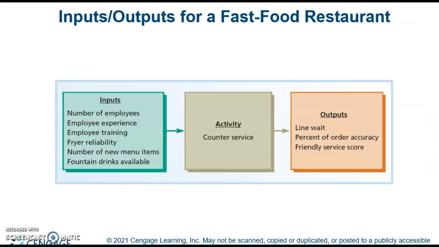For example, a fast food restaurant. These are the inputs: number of employees, employee experience, employee training, fryer reliability, number of new menu items, fountain drinks available. And the activity that we're going to be looking at in this example is counter service. The outputs from this are line wait, percent of order accuracy, and friendly service score.